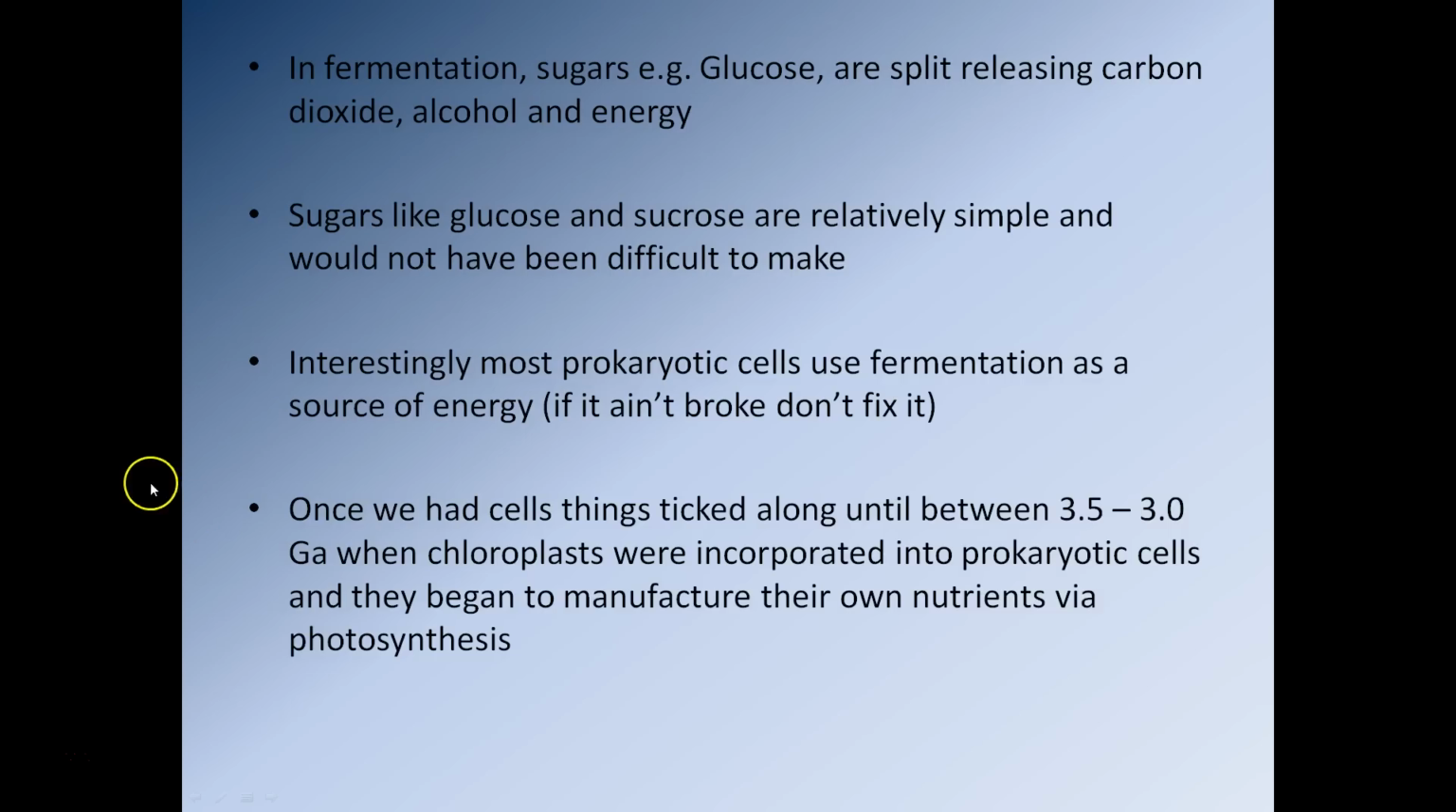And interestingly, most prokaryotic cells actually still use fermentation as their source of energy, because if it ain't broke, don't fix it. It works perfectly for them, so why try something different? So once we had cells, things would tick along until between about 3.5 and 3 billion years ago, where we know we definitely have chloroplasts becoming incorporated into prokaryotic cells. At that point, those cells can begin to photosynthesize and produce their own nutrients.